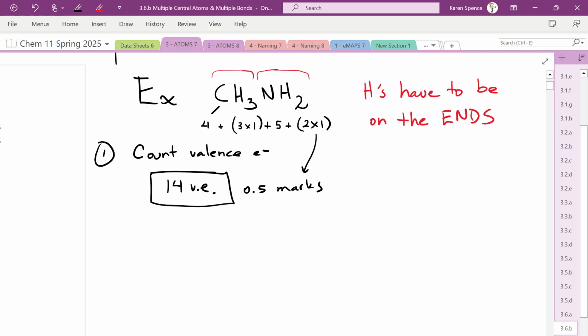Now, step 2 is to draw the skeleton structure. So here we don't just have a single atom with H's, we have 2 atoms with H's. So who are the 2 atoms that are going to be in the middle? C and N. So we're going to have C and we're going to have N. They have to be in the middle, right? Hydrogen cannot be in the middle. So these guys have to be attached to each other. So step 2 is the skeleton structure.